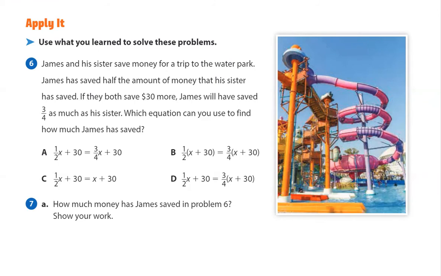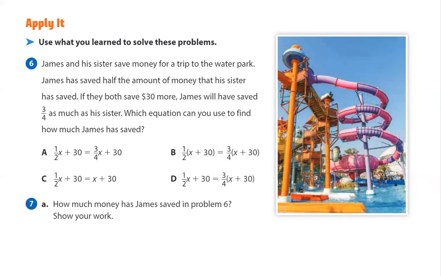James saved half the amount that his sister has saved. If they both save $30 more, James will have saved 3/4 as much as his sister. Which equation can you use to find out how much James saved? Okay. So how much James saved is half of what his sister saved.